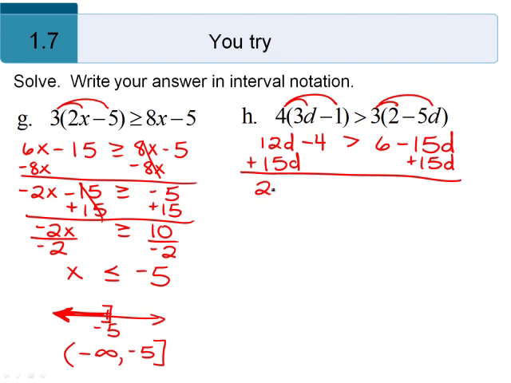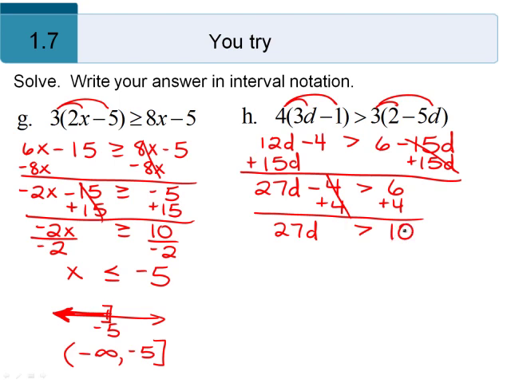Okay, so 27d minus 4 is greater than 6. Okay, those are gone. Now, add the 4. Oh, this is going to be an icky answer. And 27d comes down, and it's greater than 10. Now, divide by 27 on both sides, and d is greater than 10 over 27.